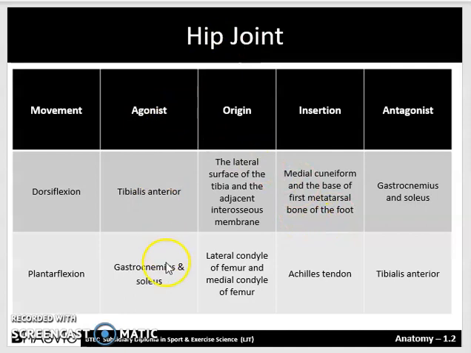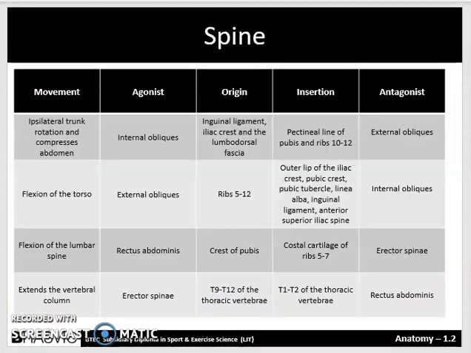When the antagonist of the hip joint is the gastrocnemius and soleus, obviously it will be opposite to this one up here. So it will be tibialis anterior. The insertion will be the Achilles tendon. The origin of the hip joint would be the lateral condyle of femur and the medial condyle of femur, and the movement would be plantar flexion.